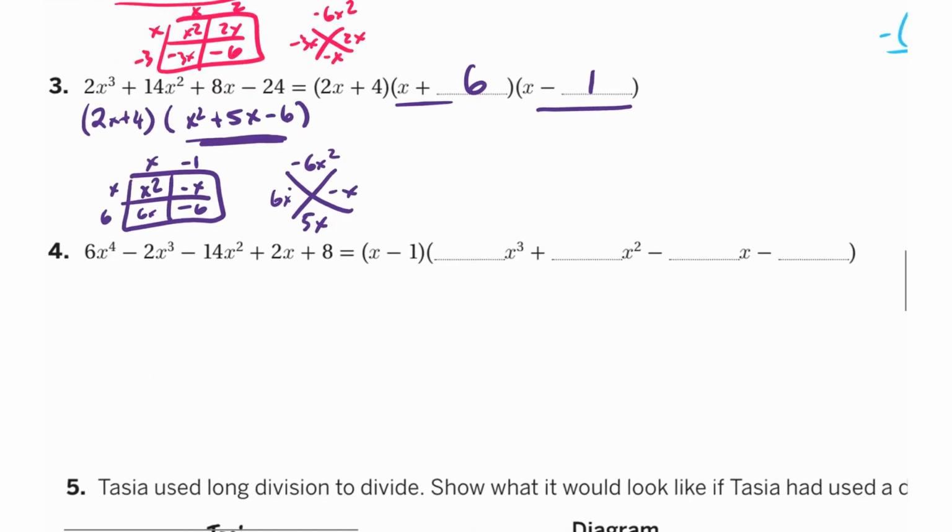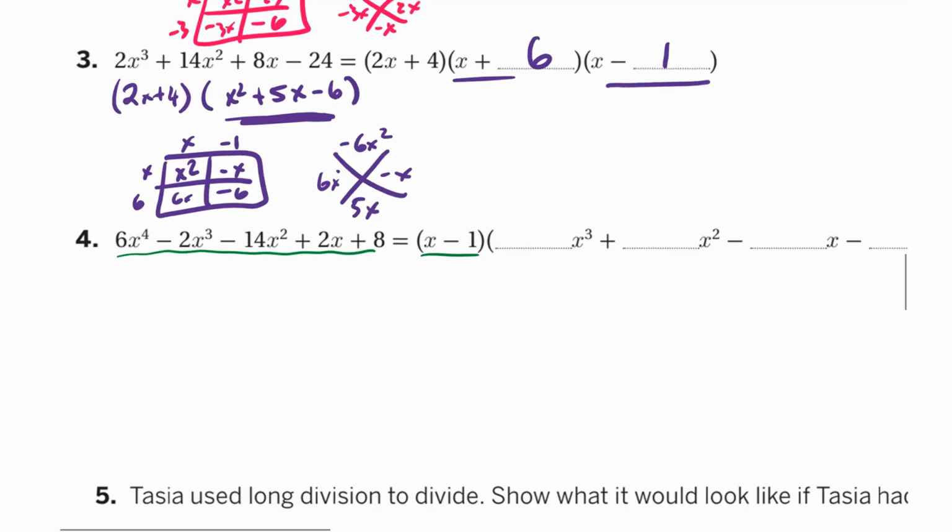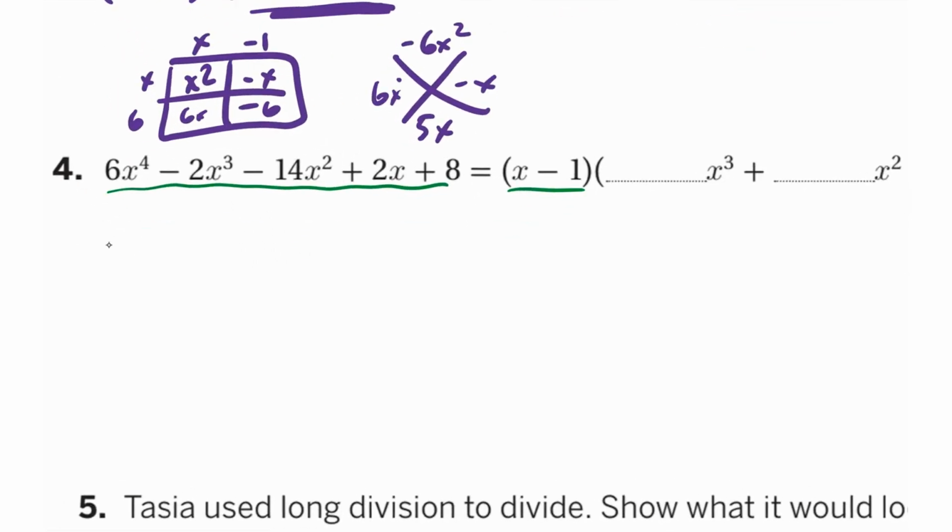Number 4, we got same idea here. We are taking this first one here, and we know that x minus 1 is a factor, so we're going to go ahead and do the division for that. Let's see if I have enough room underneath. I may regret this, but let's try it anyways.